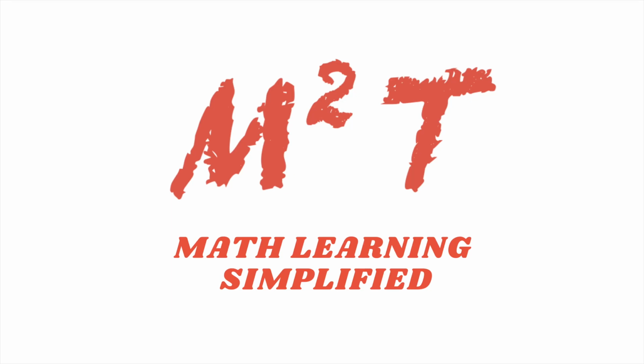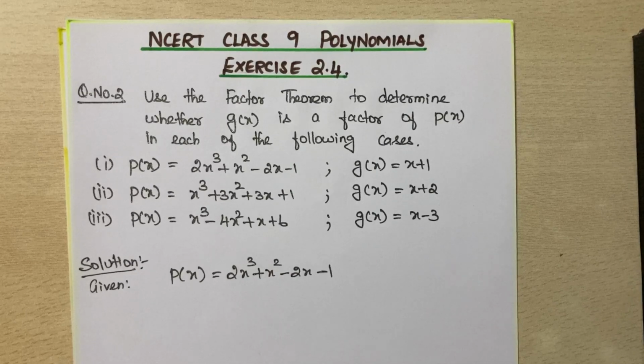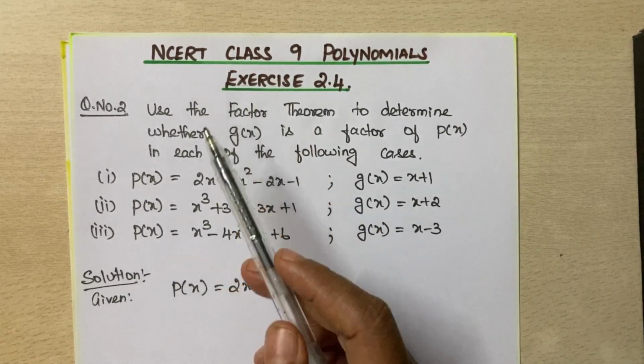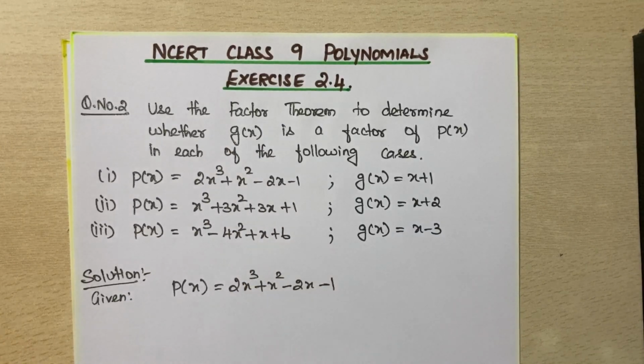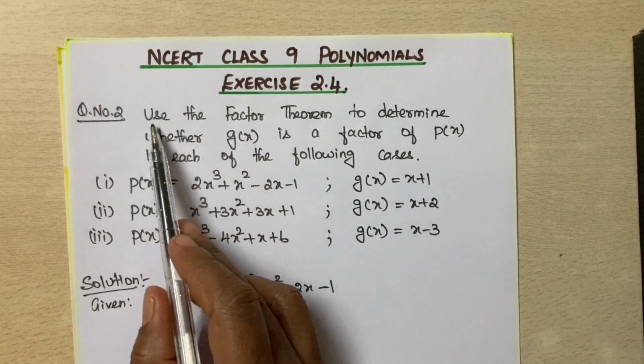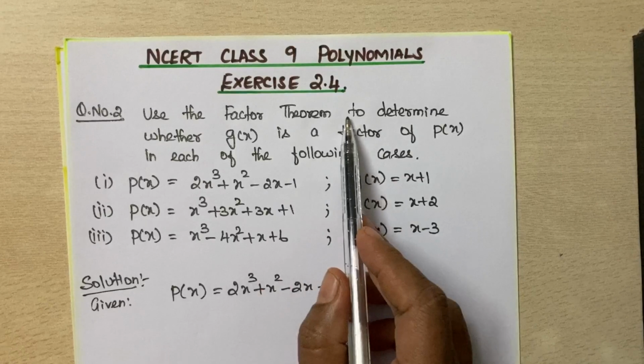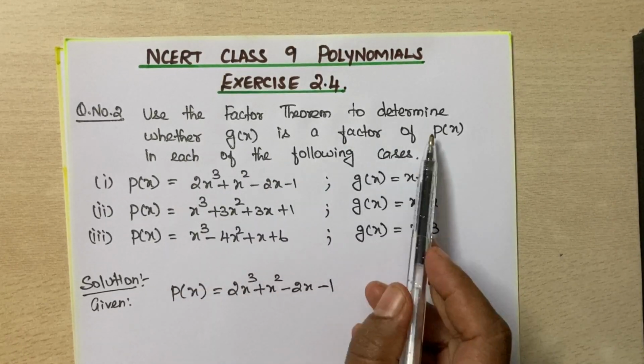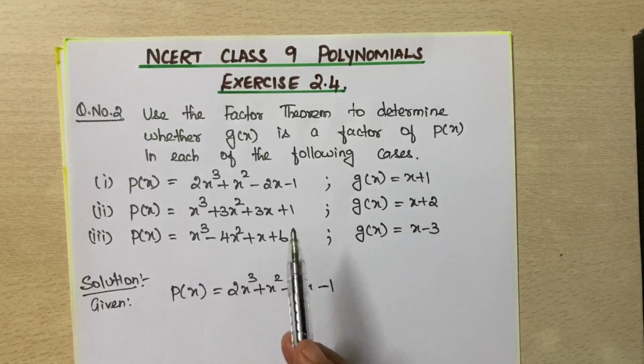In this video, I am going to teach question number 2 from the exercise 2.4. This is for class 9 students from NCERT syllabus. Chapter is polynomials. Question here is, use the factor theorem to determine whether g of x is a factor of p of x in each of the following cases.